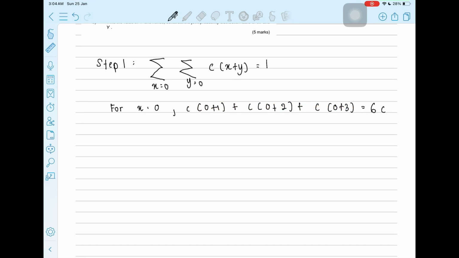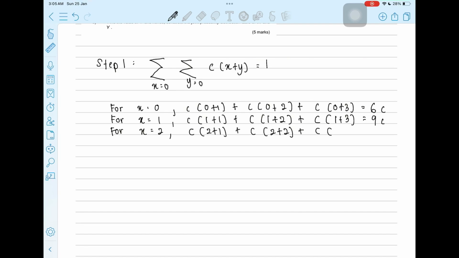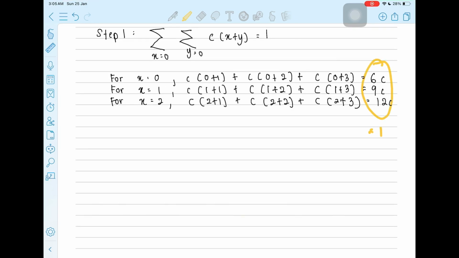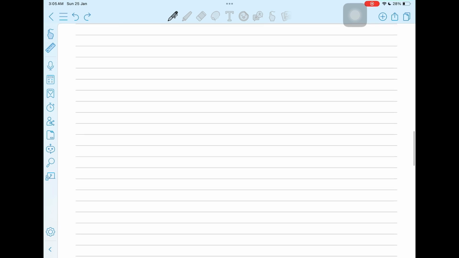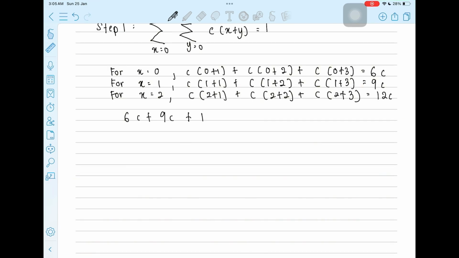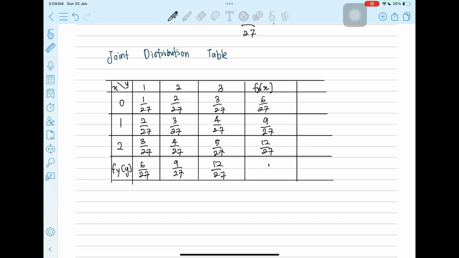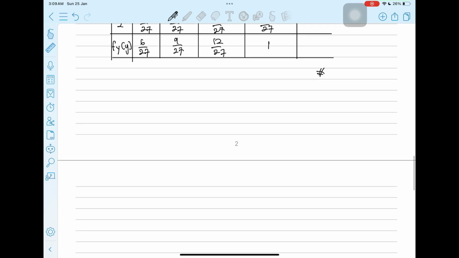Next, for x equal to 1, c(1+1) plus c(1+2) plus c(1+3) equal to 9c. For x equal to 2, c(2+1) plus c(2+2) plus c(2+3) equal to 12c. So we add them, and the sum equals 1. So 6c plus 9c plus 12c equal to 1. So we get 27c equal to 1, so c equals 1 over 27. So we just do the table.